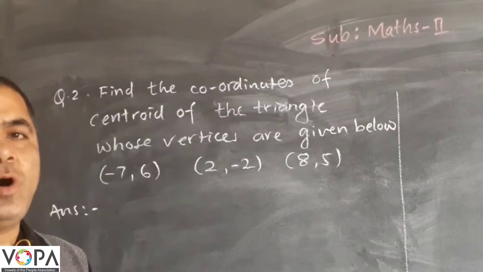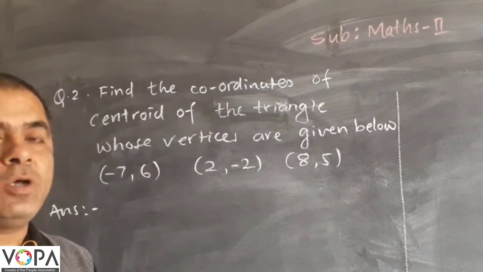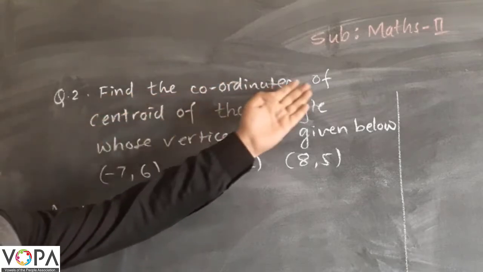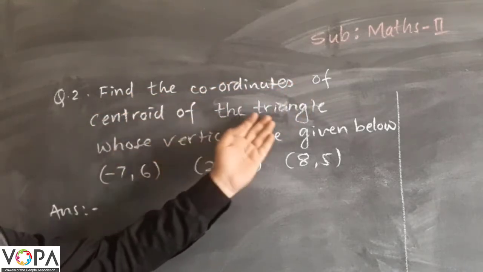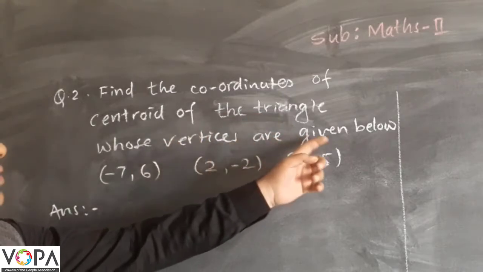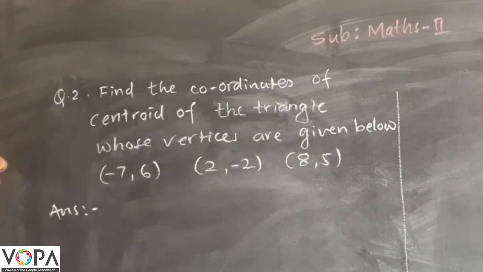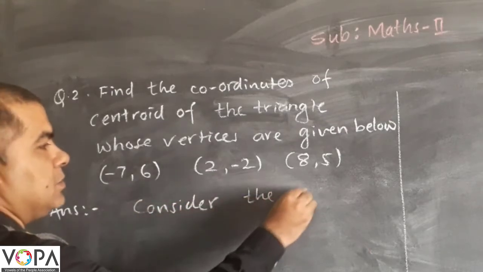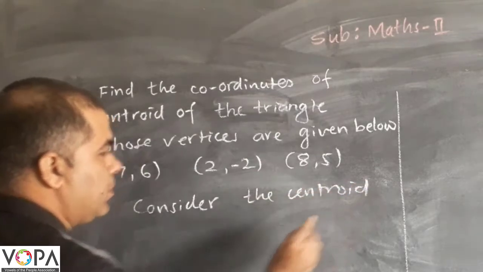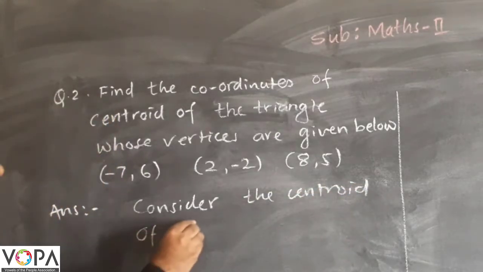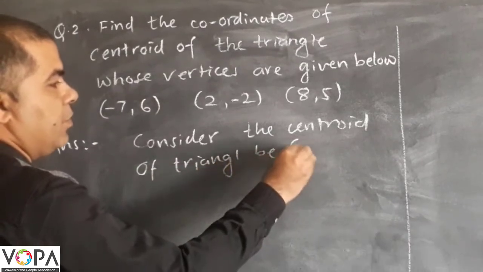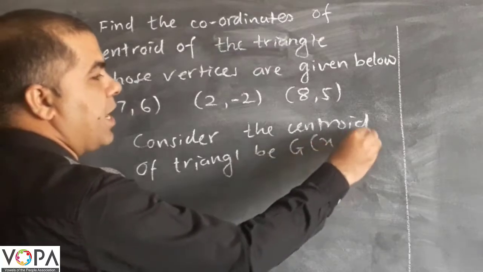Dear students, now we are going to see the example on centroid of a triangle. Let us see, find the coordinate of centroid of the triangle whose vertices are given below. Okay, now consider the centroid of triangle BG with coordinates x and y.